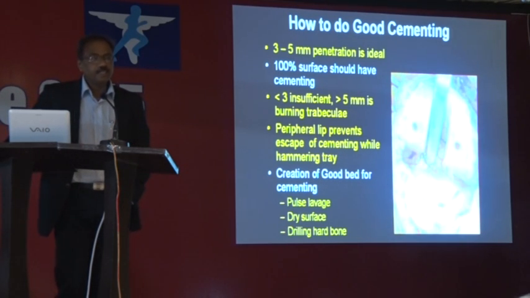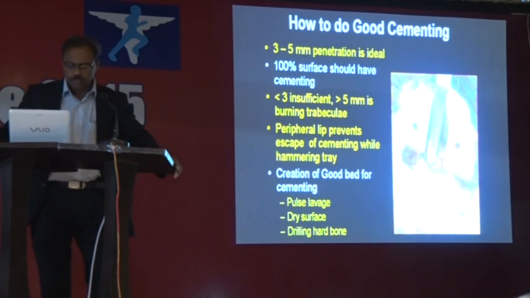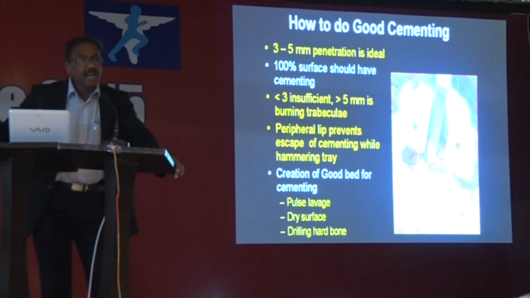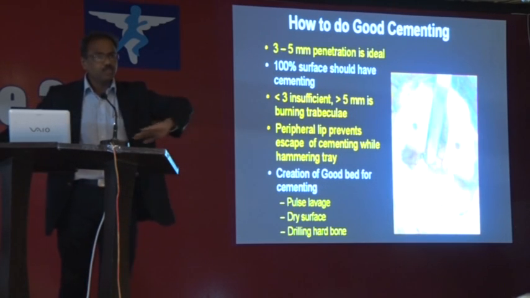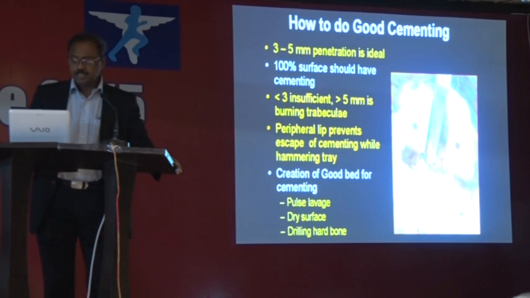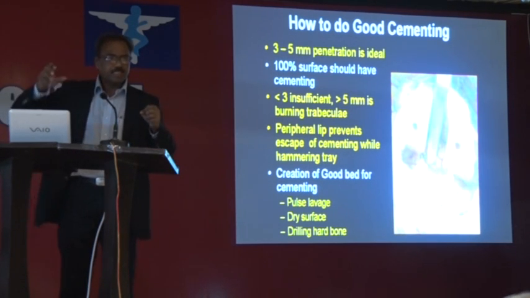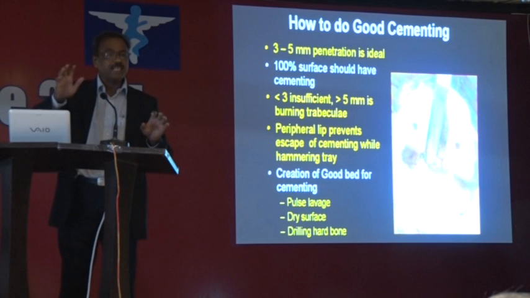Usually cement penetration is also important in total knee arthroplasty. 3 to 5 millimeter penetration is good in trabecular bone. Ideally 100% of the surface should be cemented. This is a fantastic cadaver study from Sweden. I have taken all this material from that study. Usually a few implants have a peripheral lip, so they do not allow escape of the cement, so it gives better penetration.